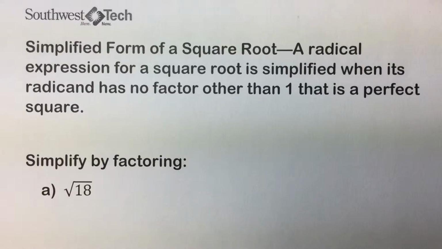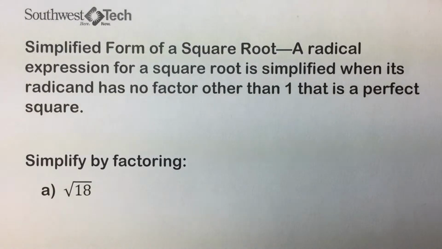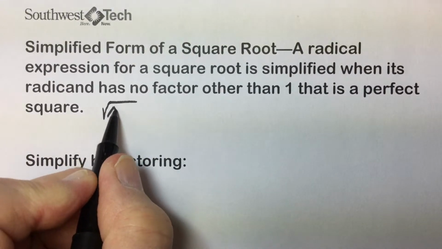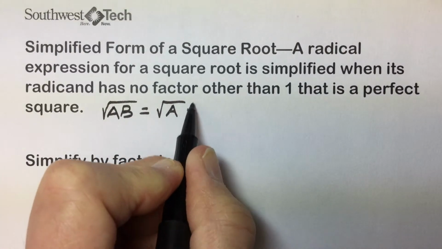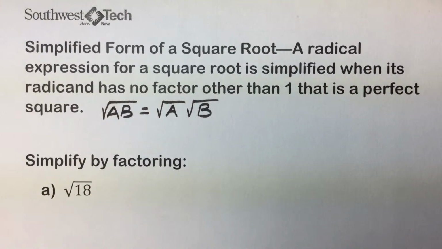Simplified form of a square root. A radical expression for a square root is simplified when its radicand has no factor other than 1 that is a perfect square. To factor a square root, we can use the product rule in reverse. That is, the square root of AB is equal to the square root of A times the square root of B. This property is especially useful when a radicand contains a perfect square as a factor.